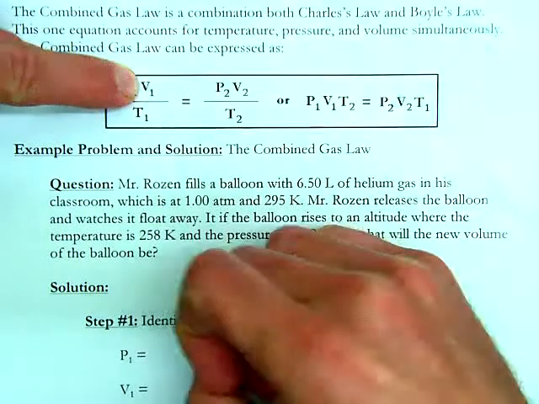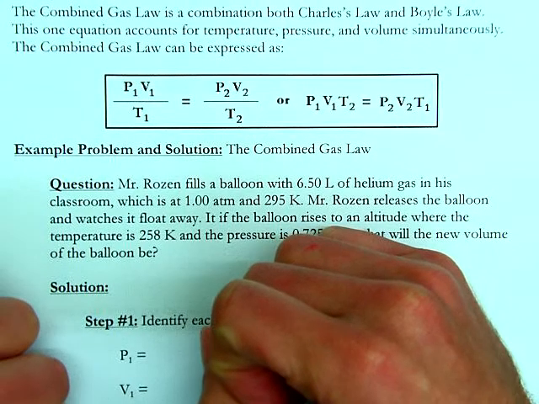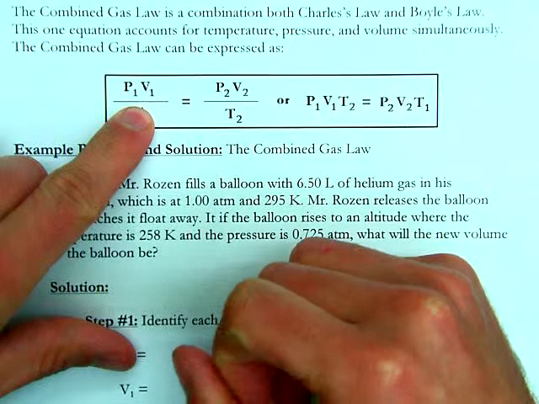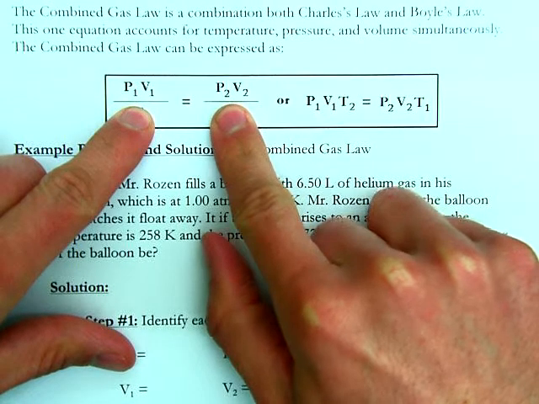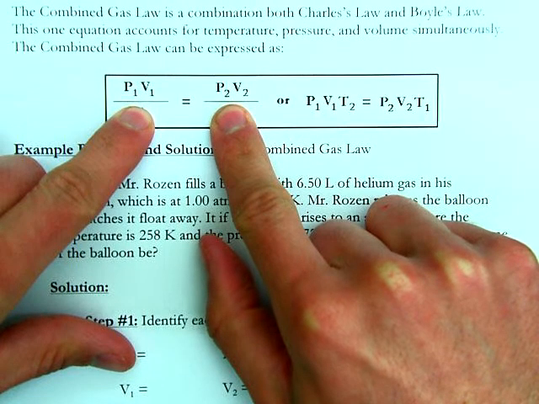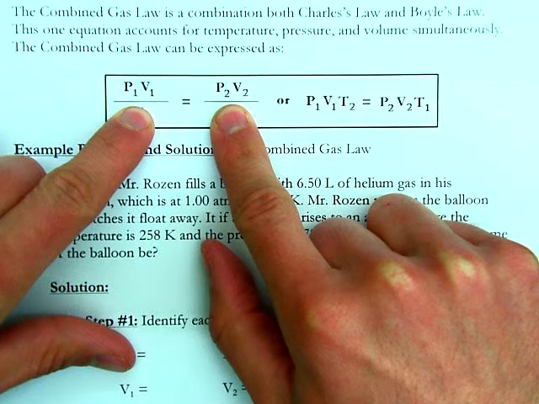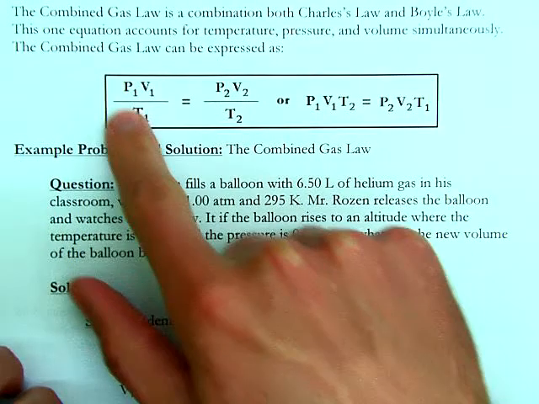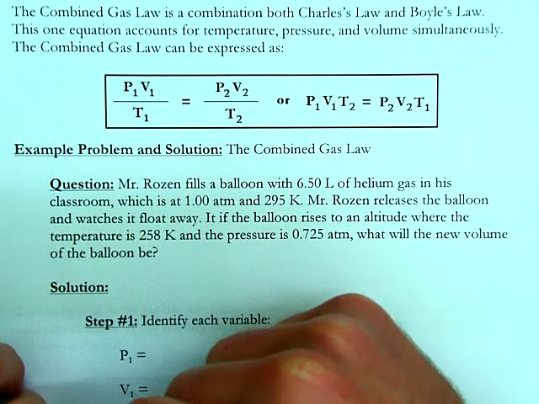Now, if I let go of it and I cover up temperature 1 and temperature 2, what I'm left with is P1 V1 equals P2 V2. That's Boyle's law. It shows the relationship between the pressure of a gas and the volume of a gas. So the combined gas law, as the name implies, is a combination of both of those equations in one.